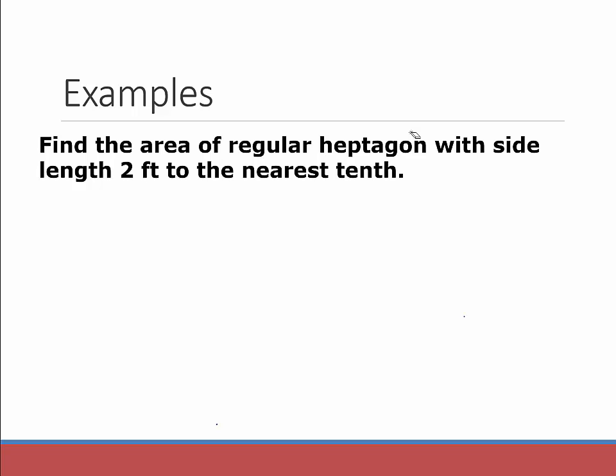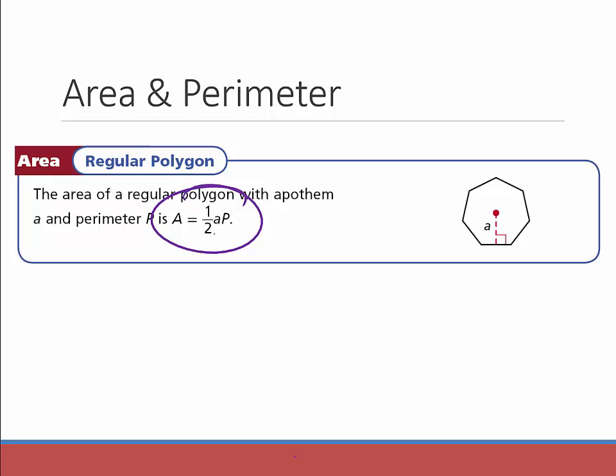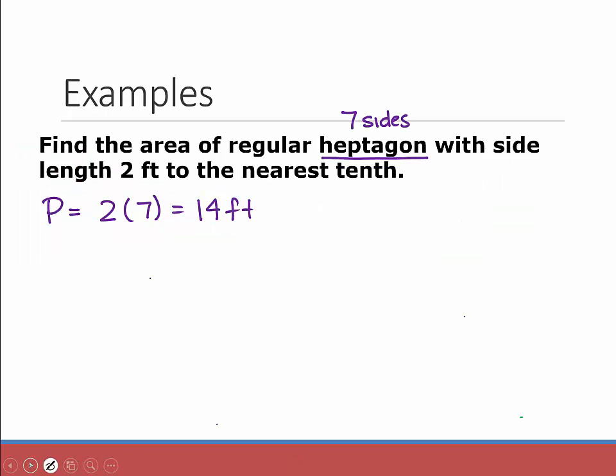So find the area of a regular heptagon with side length of 2 feet to the nearest foot. So the first thing I'm thinking is heptagon is 7 sides. So if each side has a length of 2 feet, I can quickly find the perimeter. It's got to be 2 times 7 or 14 feet all the way around. And we need that because, remember, the formula for area is 1/2 the apothem times the perimeter. So now we know we're going to do 14 times something and cut it in half.